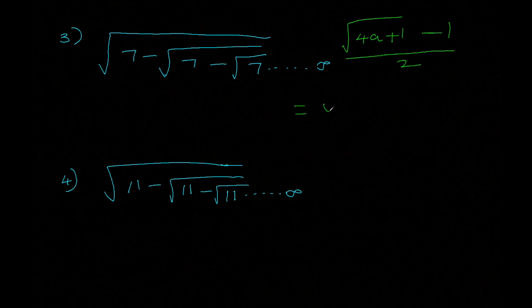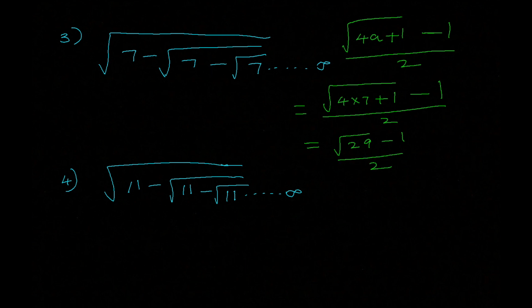What is a? 7. So 4 times 7 plus 1, minus 1 outside, divided by 2. Now this gives you 4 7s are 28. 28 plus 1, 29. Square root of 29 minus 1 upon 2. I hope you get the hang of it now, students.